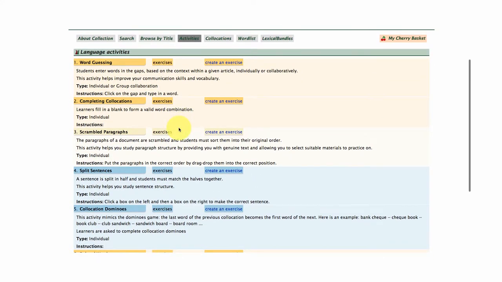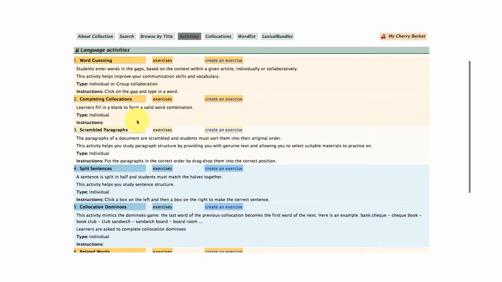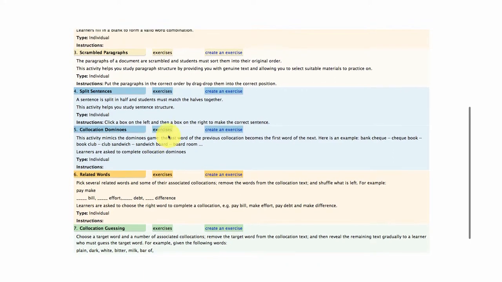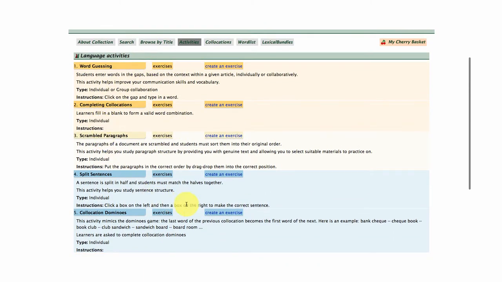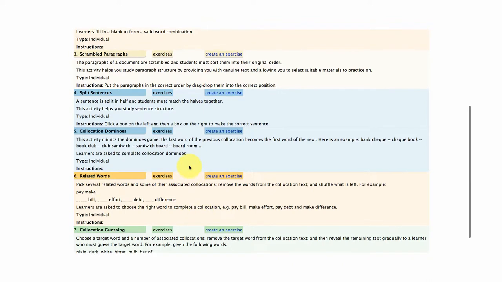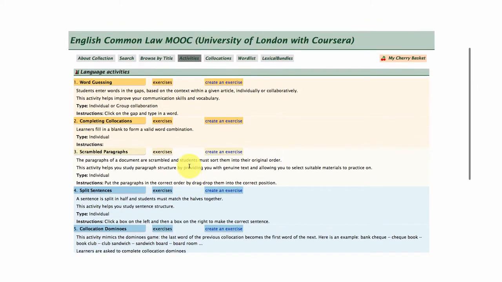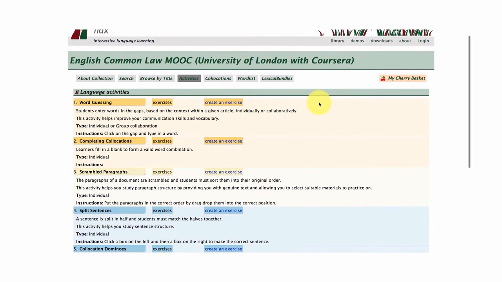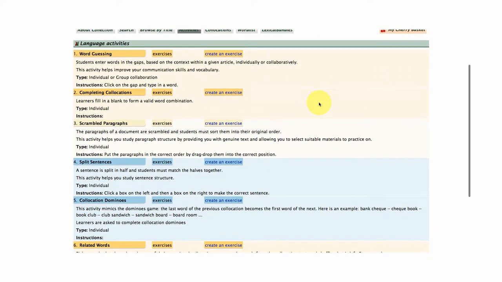The first four, 1, 2, 3, 4 here, are based on the English Common Law MOOC lectures, and the last three are based on the British National Corpus of 100 million words. And what I've done is I've developed some activities for you to go deeper into these lectures. And in the last three activities, I've built further collections for you to understand legal English in the broader context. All of the activities in FLAX have detailed instructions on how to use them. So if you could just go into the exercises, you'll find out what to do.